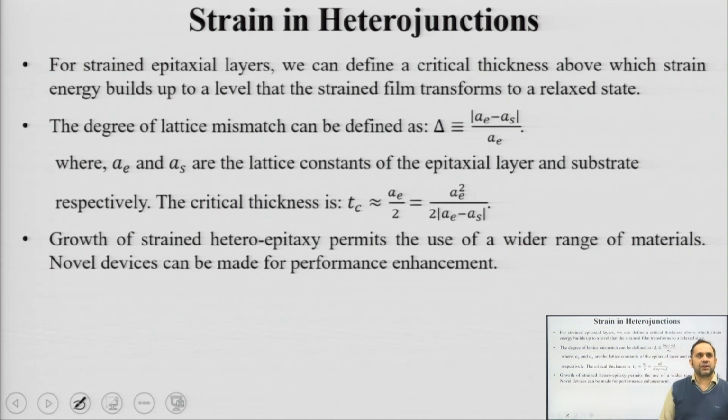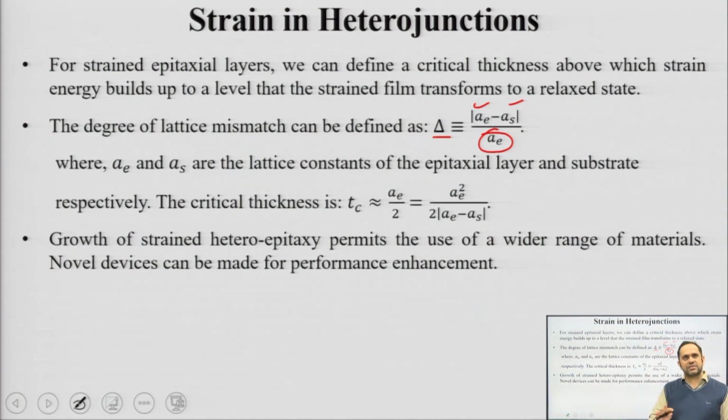So, the degree of lattice mismatch can be defined as follows. You have the epitaxial layer lattice constant minus the lattice constant of the substrate, and you take the absolute value, since one might be lower than the other, divided by the lattice constant of the epitaxial layer. That is how you measure the amount of mismatch between the thin layer on the top and the substrate at the bottom.